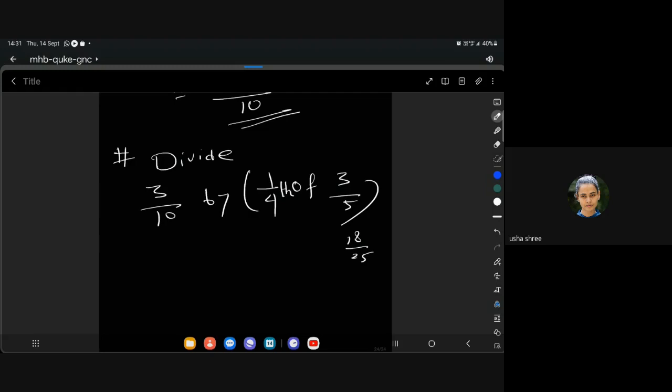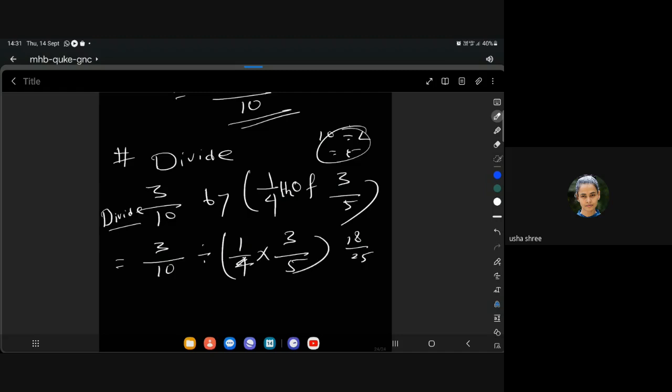Okay, let's see. So they have asked you to divide this one. Divide this one means divide 10 by 2. It will be 10 by 2, so it will be 5 like this. So divide 3 by 10 by how much? 1/4 of 3 by 5, right? Okay. So it will give you 3 by 10 divided by 3 by 20, right?